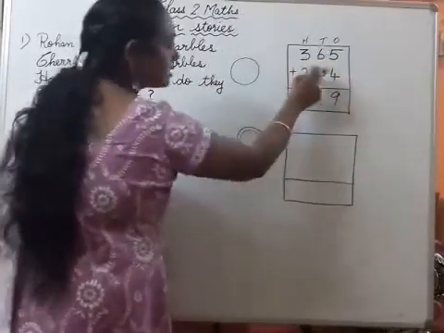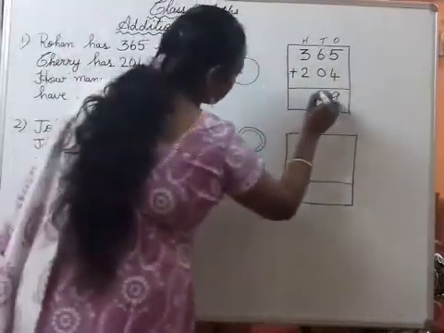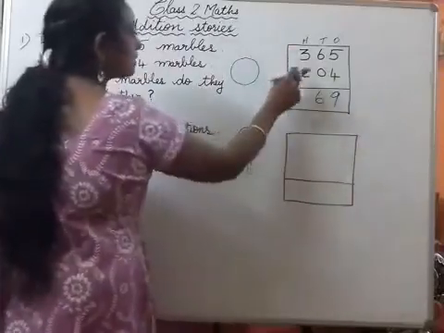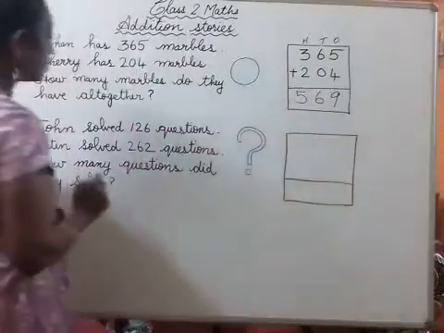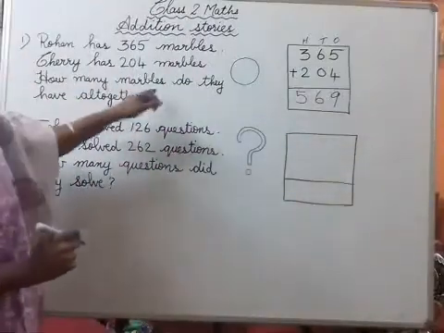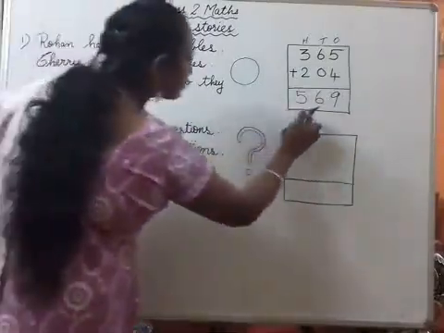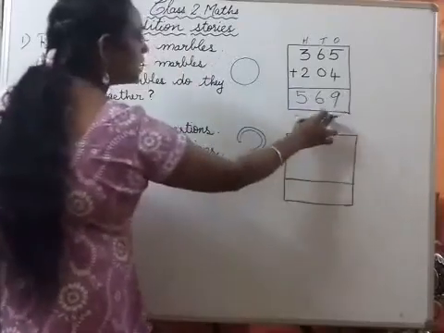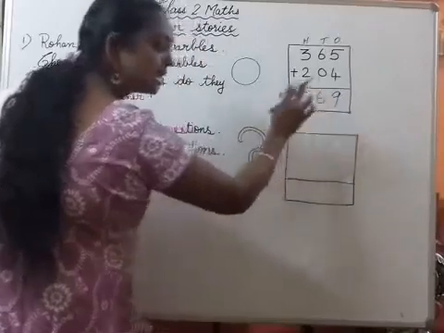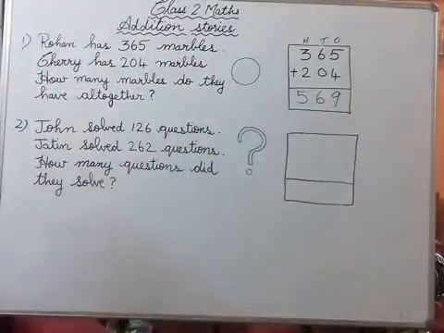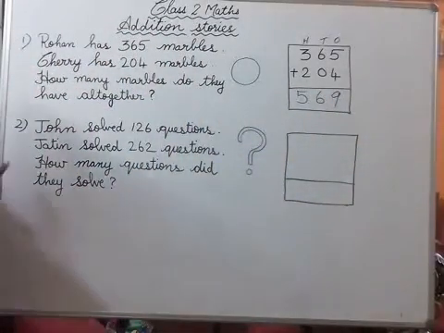Next, 6 plus 0 will be 6. Next, 3 plus 2, 4, 5. So altogether marbles number is 569. Total marbles is 569. Next we will proceed to question number 2.